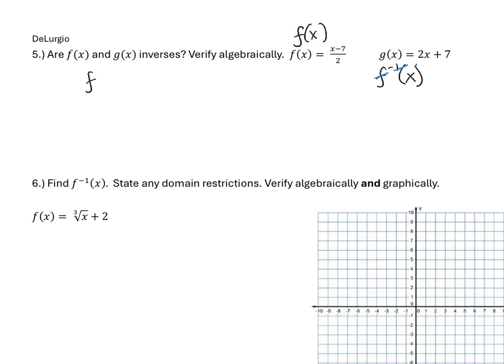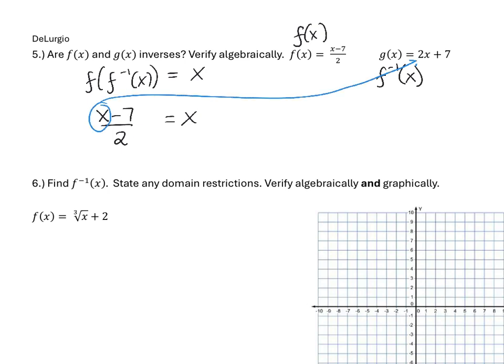So algebraically, composing the function should simplify to x. So what we're going to do is take f of x, which is x minus 7 over 2, and wherever we see an x, we are going to plug in g of x. Remember how we compose the functions? So here we will have, let me plug this all in, 2x plus 7. Do you see how we plugged in the inverse into the original?